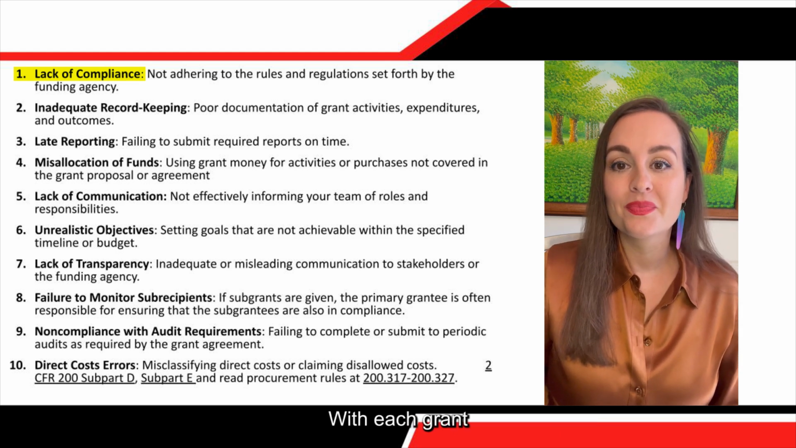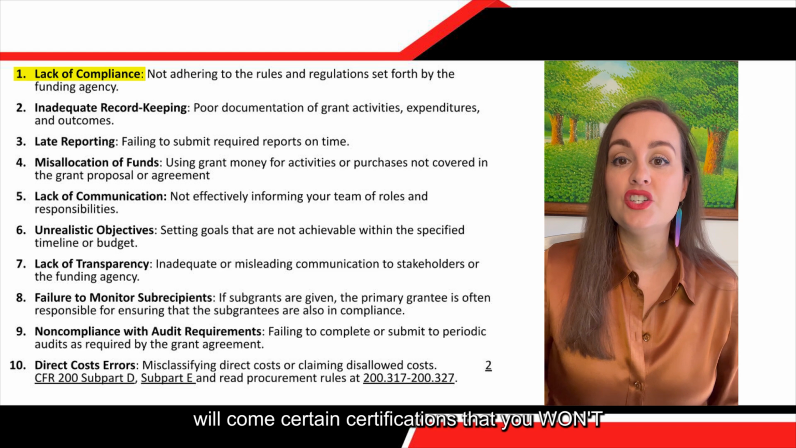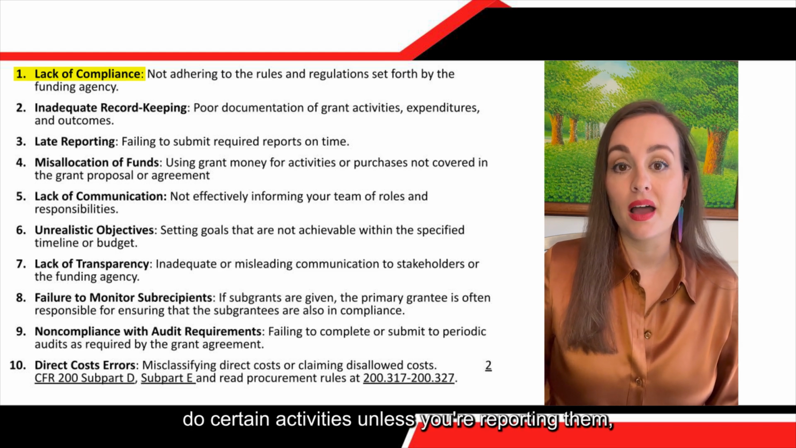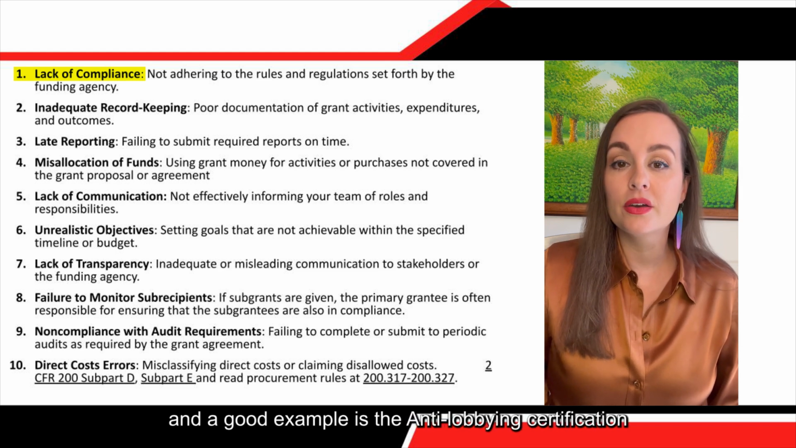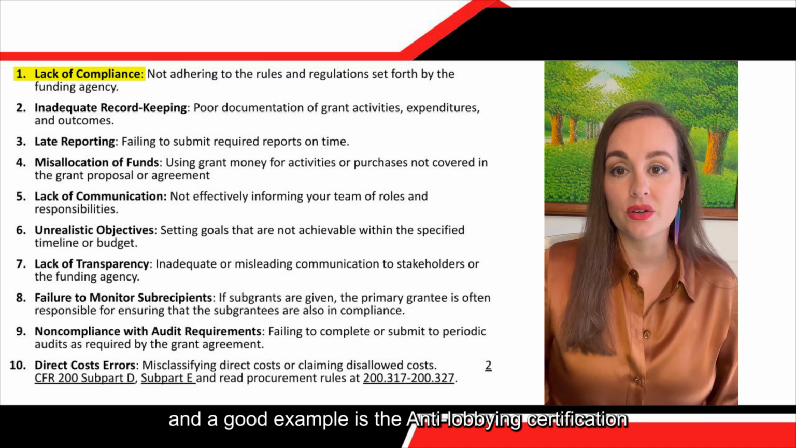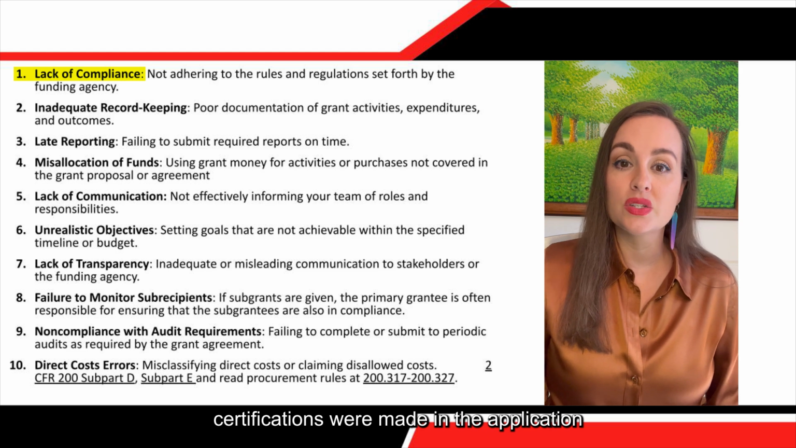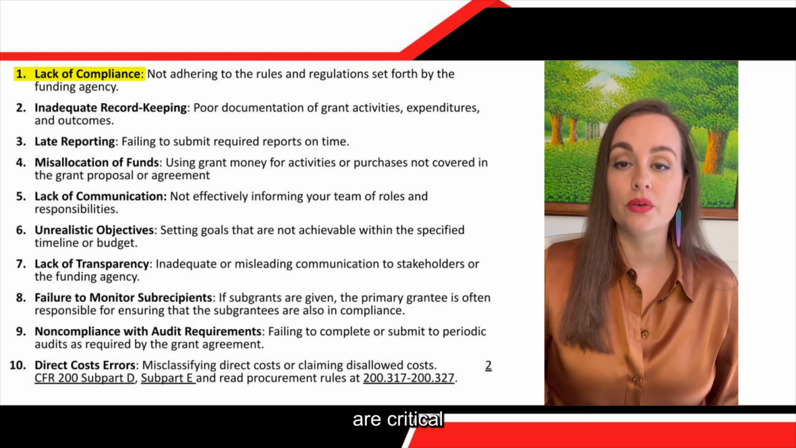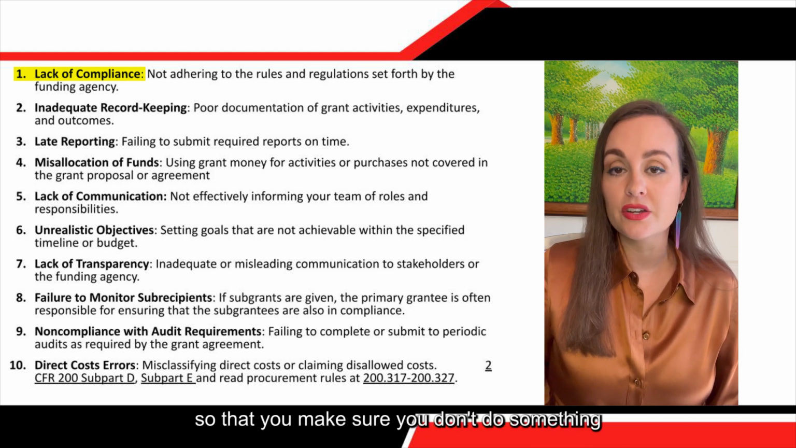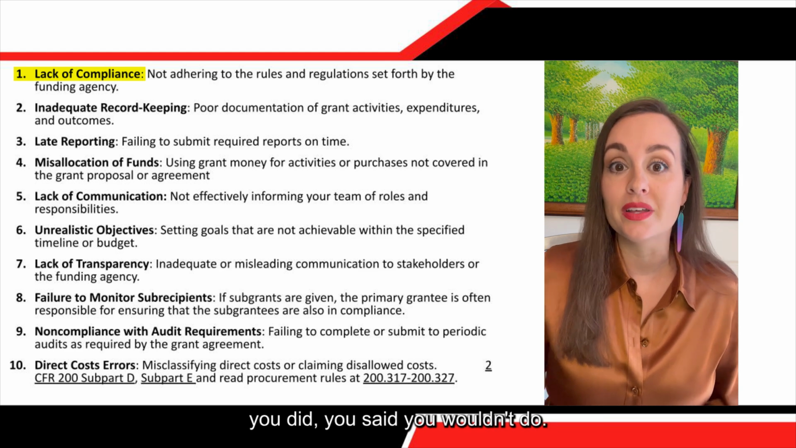With each grant will come certain certifications that you won't do certain activities unless you're reporting them. And a good example is the anti-lobbying certification most grants are requiring. Knowing what certifications were made in the application are critical to strong compliance so that you make sure you don't do something you said you wouldn't do.